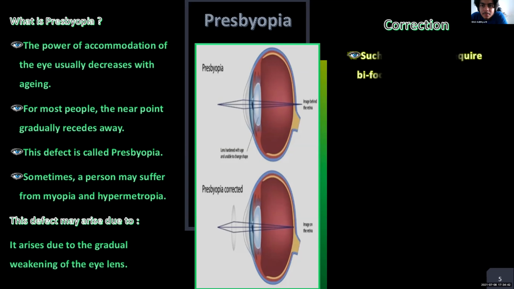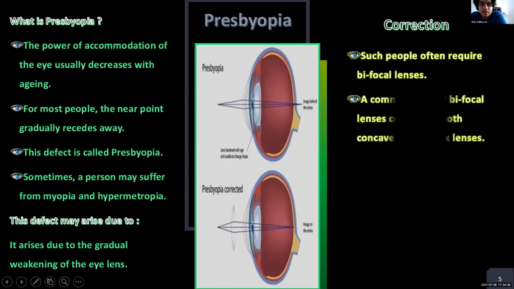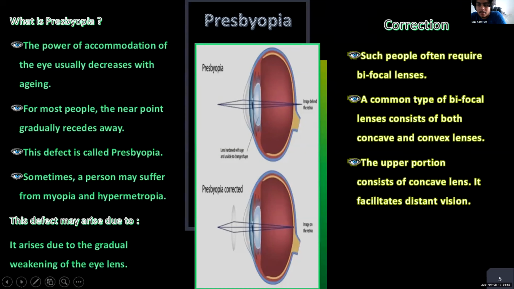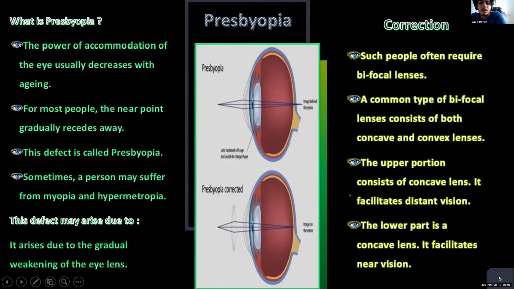Okay, I'll explain. These people require a bifocal lens. A bifocal lens consists of both a concave lens and a convex lens. The upper portion is a concave lens. It facilitates distant vision, and the lower part has a convex lens, sorry, that was a mistake. It facilitates near vision. Thank you.